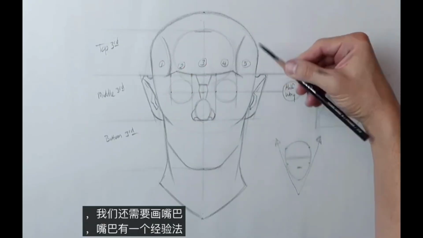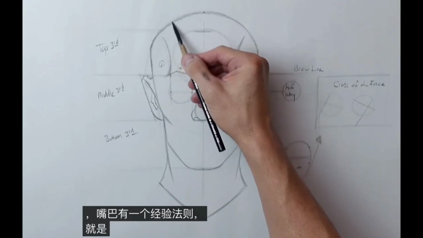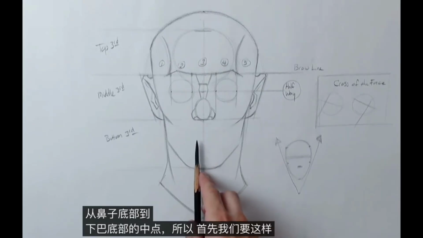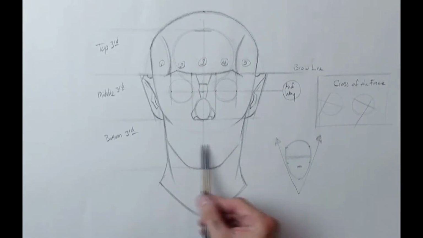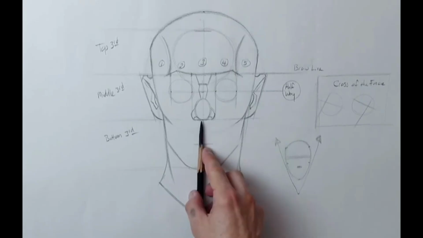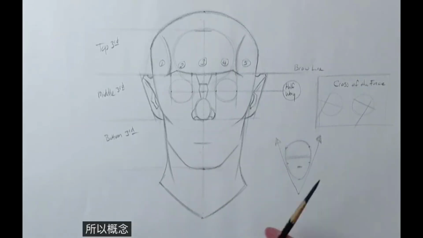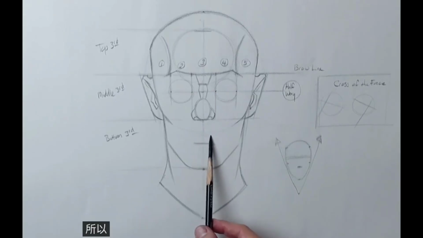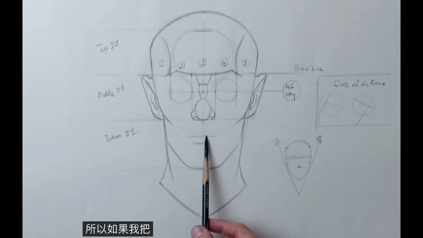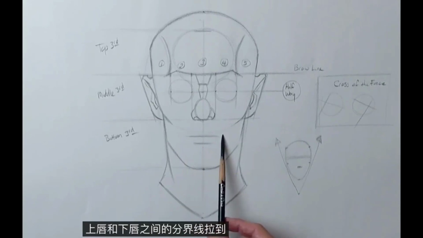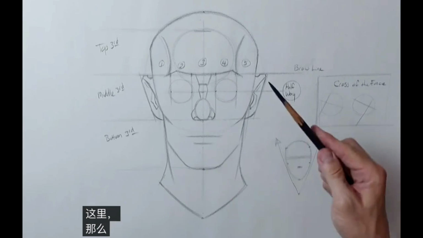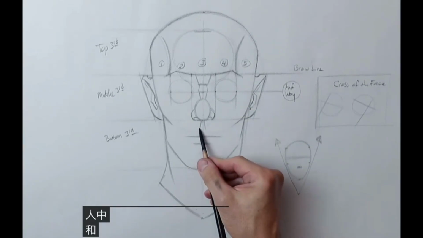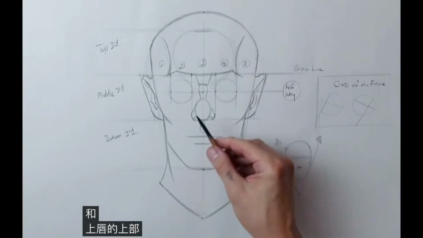And there's a rule of thumb for the mouth: find the halfway point from the bottom of the nose to the bottom of the chin. So first we'll do that. And so the concept is that this is the bottom border of the bottom lip. And so if I bring the split, the division between the upper lip and the bottom lip, to right here, then now all I have to do is sketch in the philtrum and the upper portion of the upper lip.